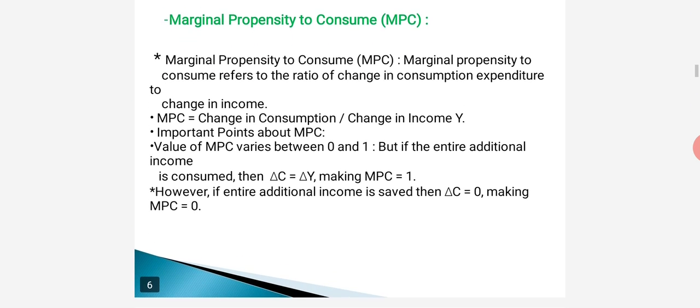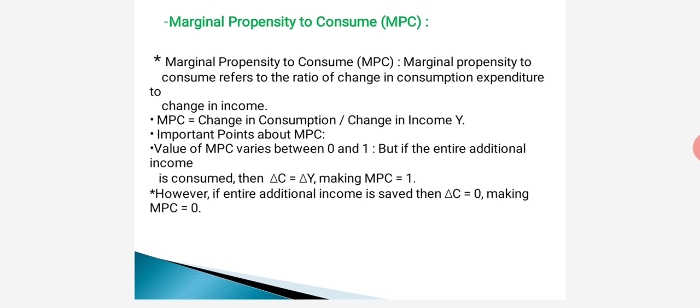Now we'll talk about the second type of propensity to consume, that is marginal propensity to consume, MPC. Children, MPC refers to the ratio of change in consumption expenditure to change in income, which means change with the change. The formula of MPC is change in consumption upon change in income.